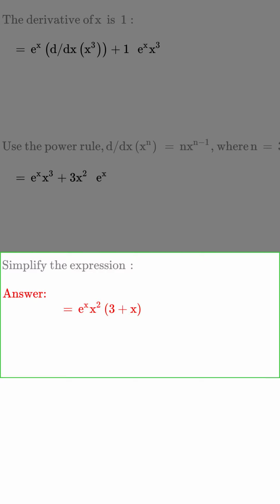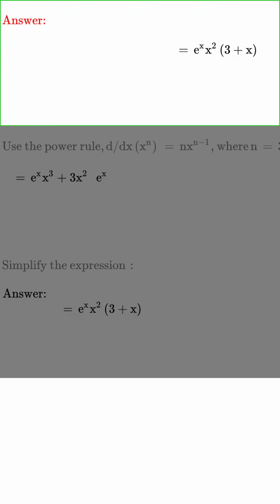Answer equals e to the power of x times x squared times the quantity of 3 plus x. The answer is an exponent of e to the power of x. This is equal to x squared times the quantity of 3 plus x.